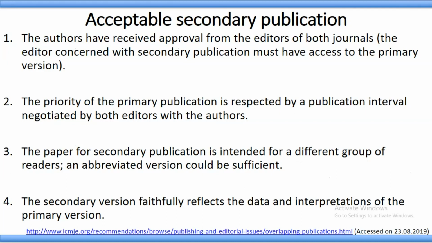The paper for secondary publication may be intended for a different group of readers. Could be maybe an abbreviated version with due permission of the publisher and the editor. That is very much feasible. And the secondary version should reflect the data and interpretations of the primary paper. For example, you may want to reproduce something that you have published in English in a local language. As long as you do that with due permission and with a justification, that's fine. But doing it as such without declaring that you are doing so, that is wrong.